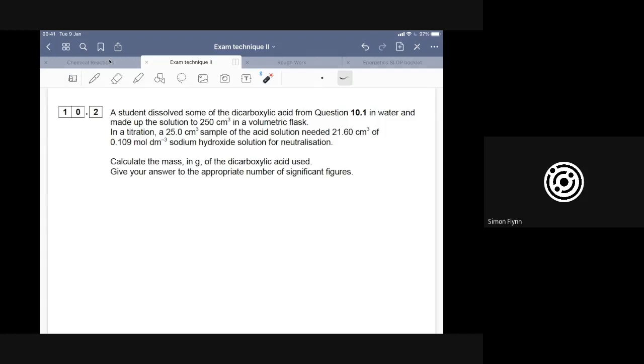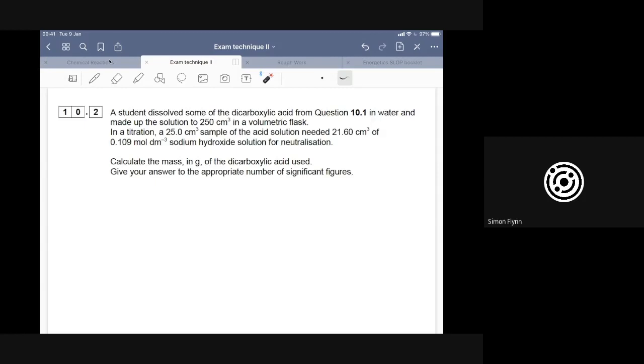But just because you see them repeated doesn't mean when you come to do the calculation yourself that you will remember that. But what you might do is remember it while you're reading the question. I'll try and make that clear. So, reading this question: a student dissolved some of the dicarboxylic acid from the previous part in water and made up the solution to 250 centimeters cubed in a volumetric flask. In a titration, a 25 centimeter cubed sample.